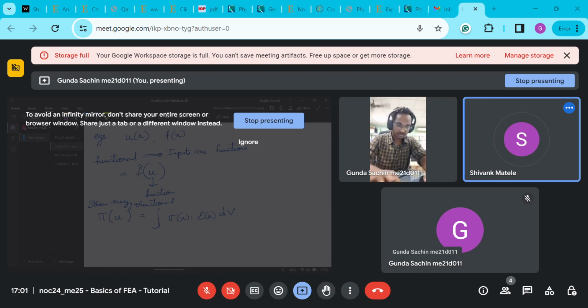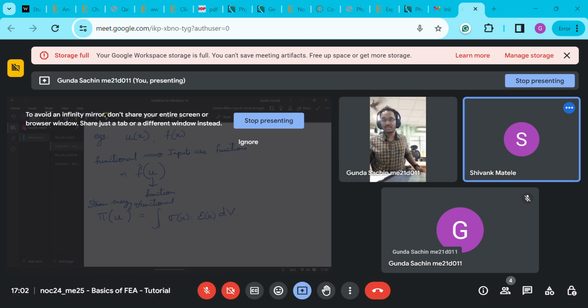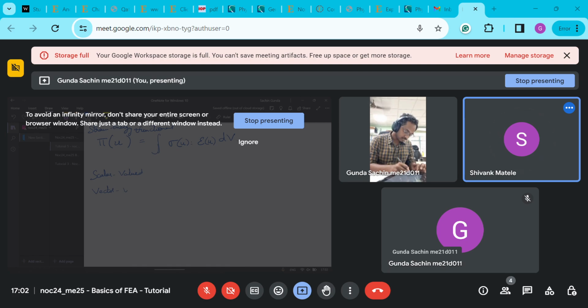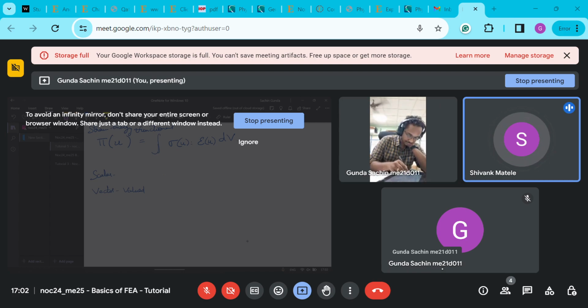So when you say, and this one, something like you are asked something like scalar valued, vector valued, right? Functions.